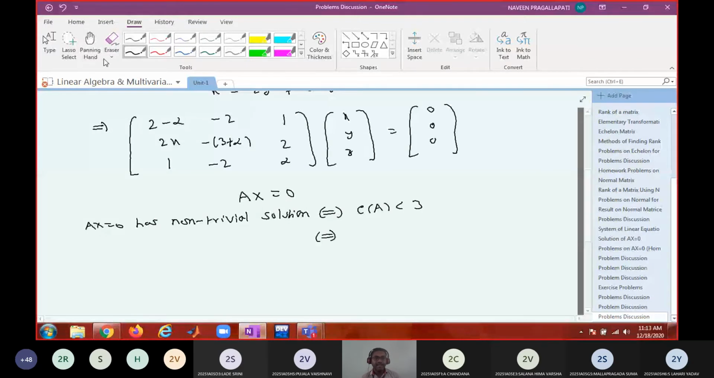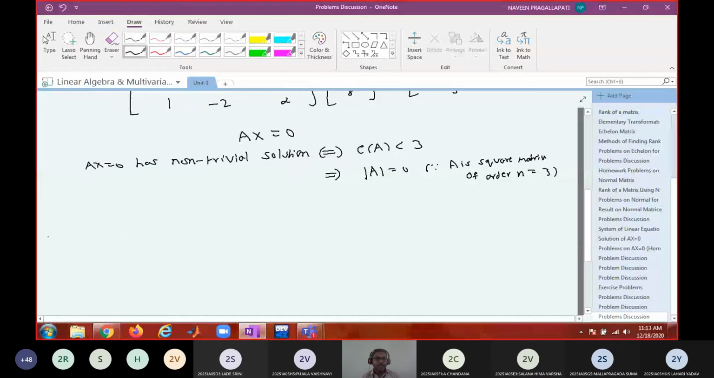It is a square matrix. If you have noticed, it is a square matrix. For a square matrix, rank will be less than n only when the determinant is 0. It implies determinant of A to be 0, since A is a square matrix of order 3. Okay, so just put the condition that determinant is to be 0.